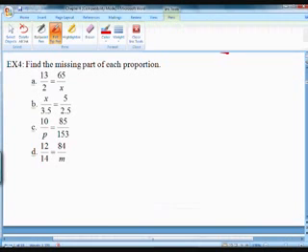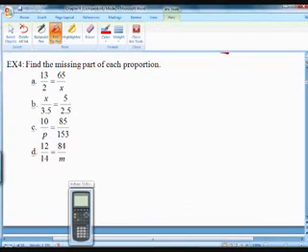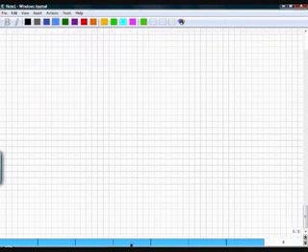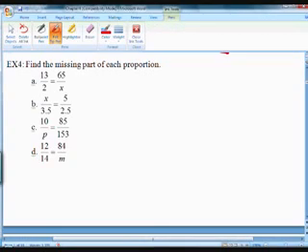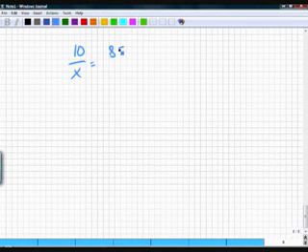There is much easier. We'll talk about it in just a second. 10 over P equals, and I'm going to use an X there, 10 over X equals 85 over 153. What times what? 10 times 1. Do you have to do that first?